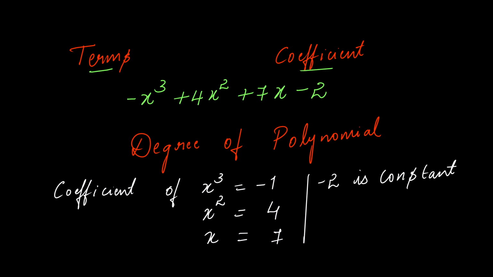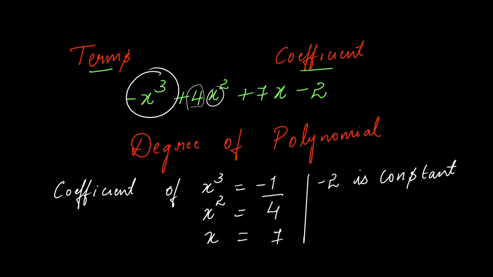Coefficient is a number or the constant which is multiplied by a variable. Here, minus x cube, so the variable is x and the constant is minus 1. So the coefficient of x cube is minus 1. In the next term, 4x square, we have variable as x and the constant as 4. So what is the coefficient of x square? Then it is 4. And in the third term, we have constant and variable. So what is the coefficient of x? The coefficient of x is 7.